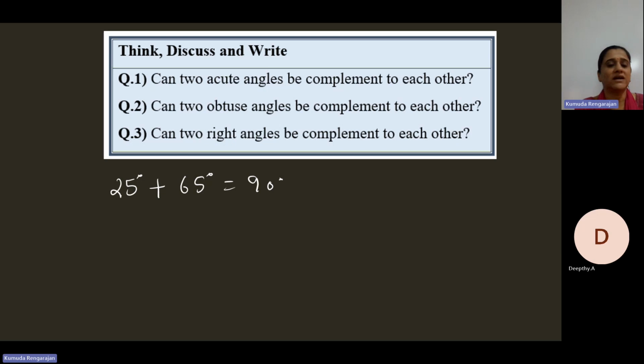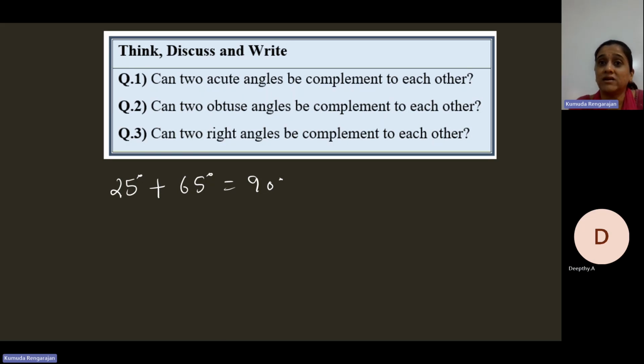You should say, consider the angles 25 degrees and 65 degrees. Both of them are acute. 25 plus 65 is equal to 90. So yes, we can have two acute angles which are complements of each other. Correct. The second one: can two obtuse angles be complementary? What is an obtuse angle?